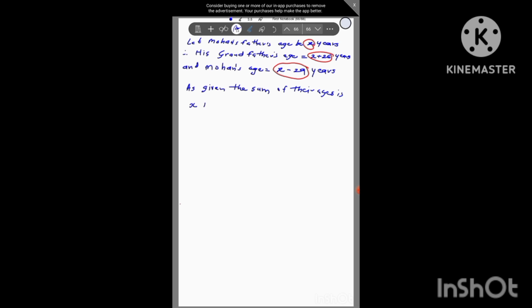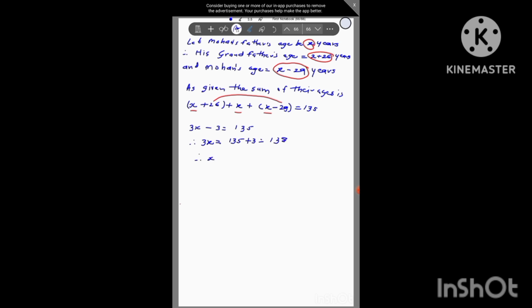X plus 26 will be grandfather's age, x is Mohan's father's age, and x minus 29 is Mohan's age, and the addition will be 135. Okay, so we add all x and all constants. So 3x minus 3 equal to 135, very simple.